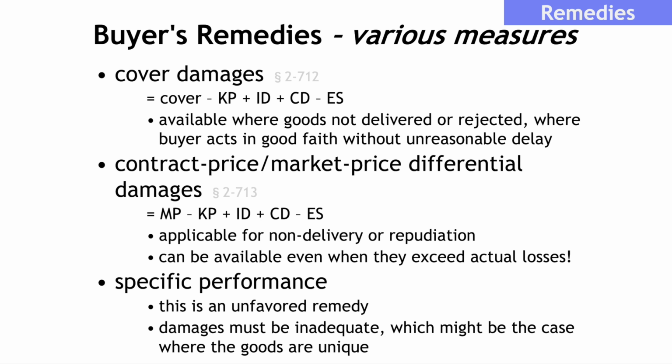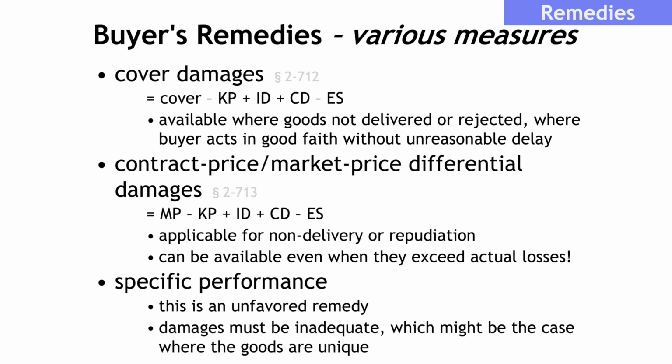And note that these can be available even when they exceed actual losses. You can get some pretty big damages judgments here. So say it's that oil contract. Contract was $50 a barrel. The market price was $100 a barrel. You were able to cover it at $55 a barrel. You can use market price damages and get $50 a barrel in damages. Be pretty nice.